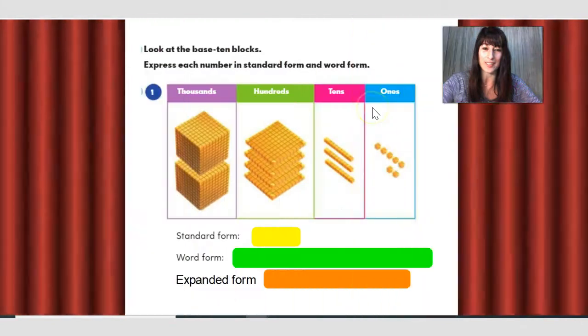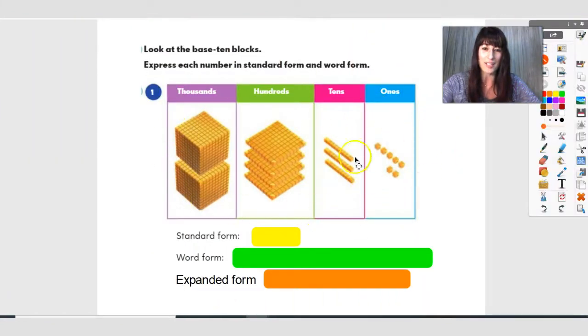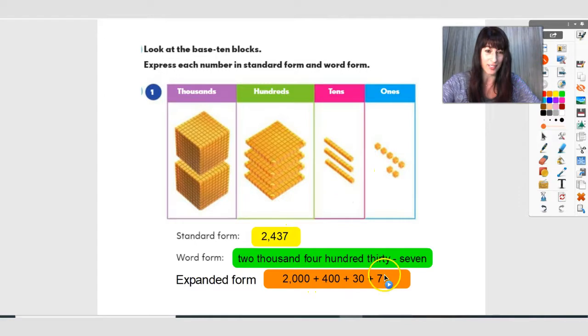Okay, let's see if we can practice this. Look at these base ten blocks, and let's see if we can figure out the standard form. The standard form is the one that you write just using digits, the shortest. So we would write the number 2,437. All right, now word form, you have to write it out. You would write the number 2,437 in words. In expanded form, we would write it 2,000 plus 400 plus 30 plus 7.